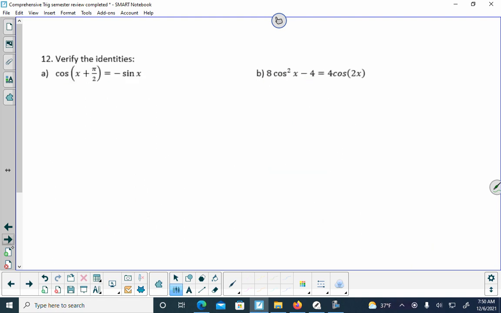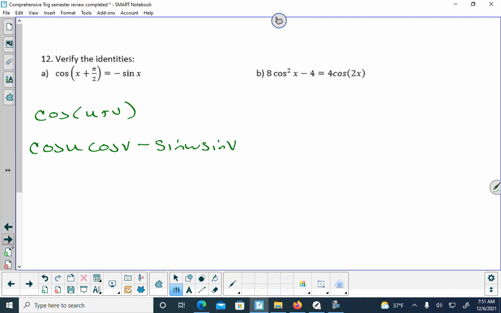Moving on to the next one, it says verify the identity. So here I'm going to use the sum and difference formula. So if you remember for cosine, that's cosine x. Well, I should probably write the identity first. So let's write the identity. Like you learned, cosine of u plus v is cosine u cosine v minus sine u sine v. That is the sum formula on your identity sheet.